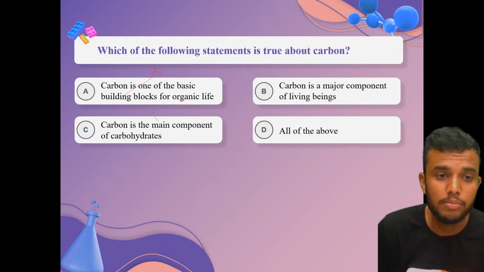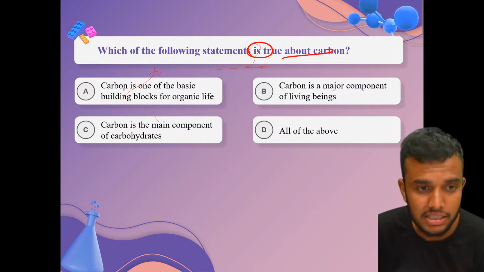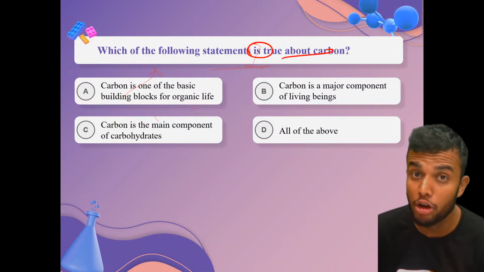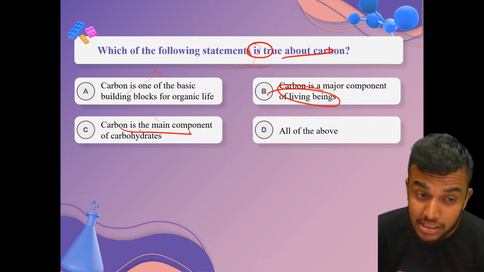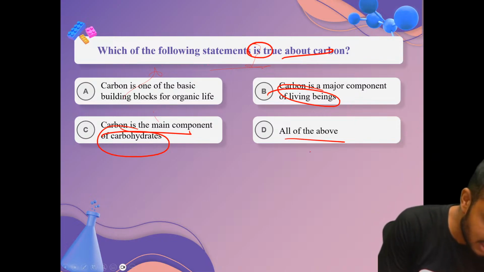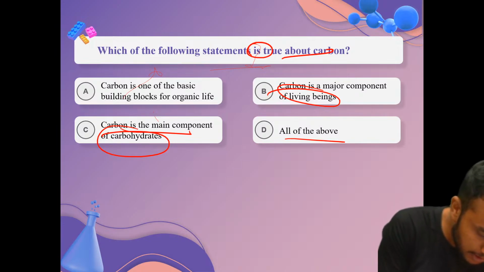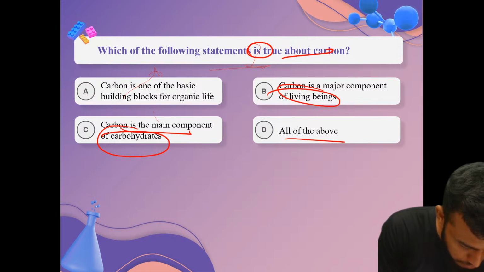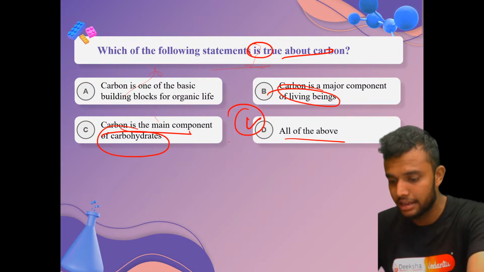Here the question is very simple. Which of the following statements is true about carbon? First, carbon is one of the basic building blocks of organic life. Carbon is a major component of living beings. Carbon is the main component of carbohydrates. All of the above. What is the answer, students? Everybody in the chat section, let us know the answer. The exact answer is option D, all of the above.